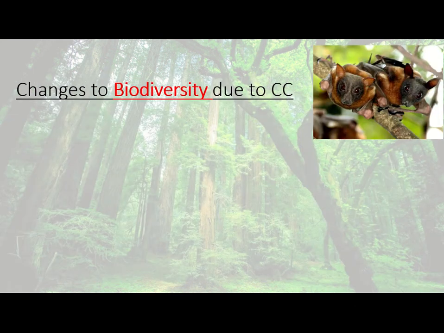Okay, so finally, the changes to biodiversity. And here's a nice, cute picture of the flying foxbat. And they're relevant because, unfortunately, they have a bit of a tragic story.